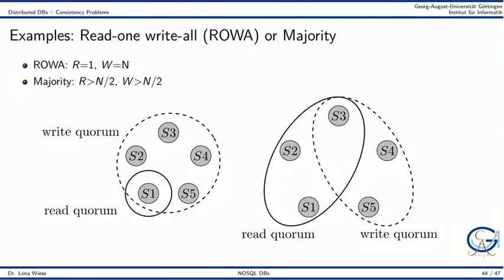Typical quorum systems obeying the strong consistency rules are read one, write all, or majority quorum. In a read one, write all system, there's only one server included in each read quorum. However, the write quorum covers all existing replicas. In a majority quorum system, both the read and the write quorums each have to cover a majority of replicas. This was the last topic of the lecture, and I close with a conclusion.